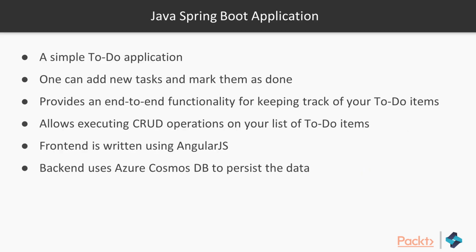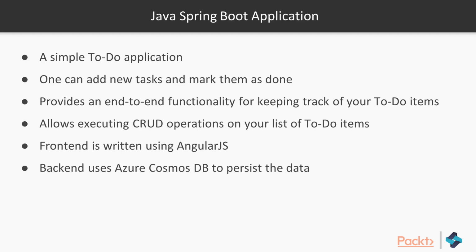Just a few words about this application. It is a simple to-do application which is capable of tracking your upcoming tasks. You can add new tasks to the application, and when you're done with a particular task, you can mark it as done. This sample Java Spring Boot application provides end-to-end functionality for keeping track of your to-do items. With the help of this application, you can execute CRUD operations on your list of to-do items.